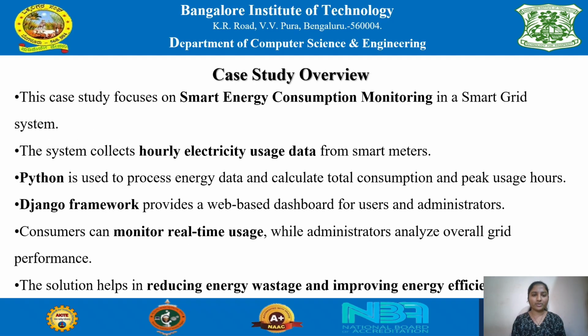Case study overview. This case study focuses on smart energy consumption monitoring. Smart meters collect hourly electricity usage data. Python processes this data to calculate total consumption and peak hours. Django provides a web dashboard for users and administrators. Users track real-time usage and administrators monitor grid performance. This system helps reduce energy wastage and improve efficiency.